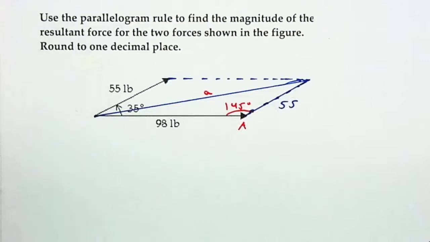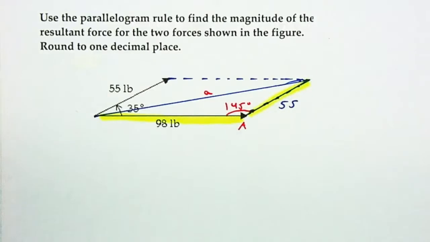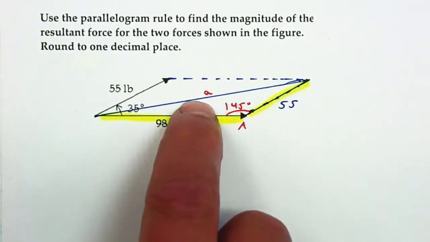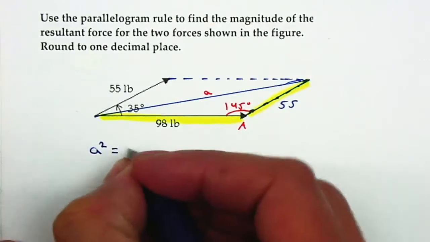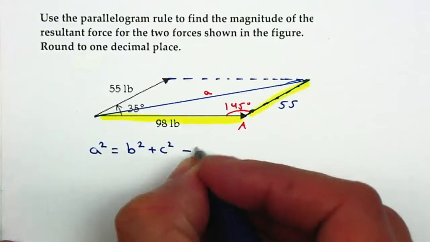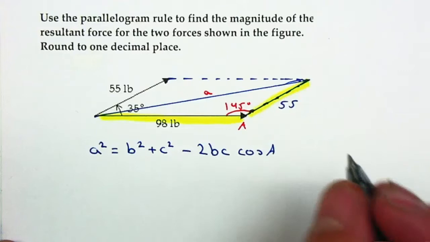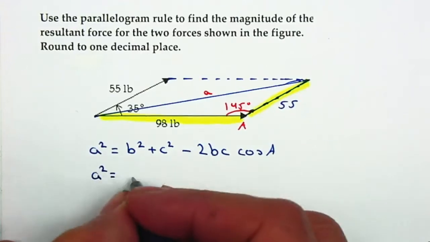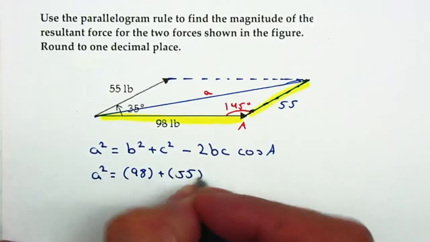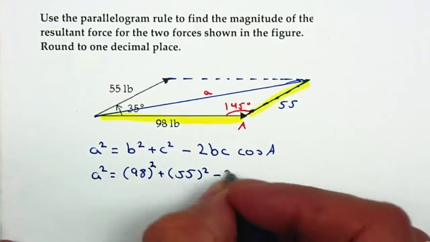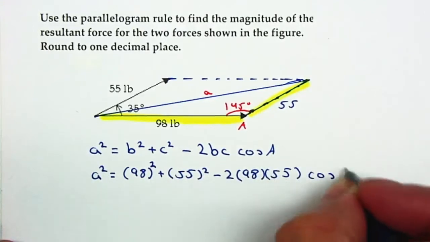And now, since I have two sides and the angle in between, I can use my law of cosines to find side A, or the diagonal. The law of cosines is A squared equals B squared plus C squared minus 2BC cosine of A. A squared is equal to B, which is 98, squared, plus C, which is 55, squared. Let me not forget my square. Minus 2 times 98 times 55, and the cosine of 145 degrees.